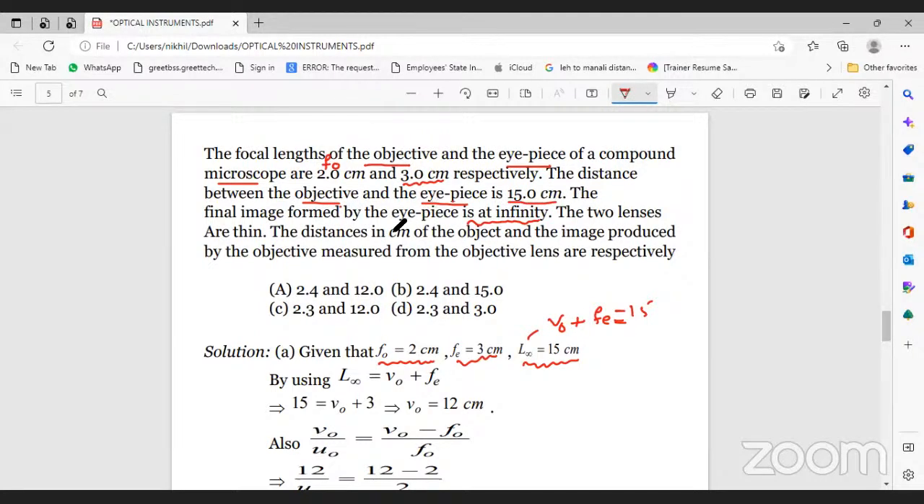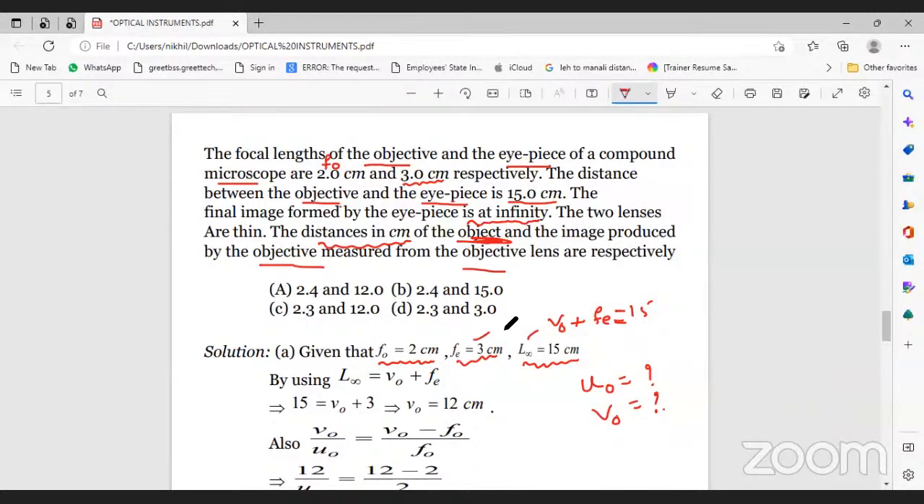Now, they are expecting you to find the distances in centimeters of what? The object and the image produced by the objective lens, measured from the objective lens respectively. They're expecting you to find the distance of the object and the distance of the image which are formed by the objective lens. This they are expecting you to simplify. Now, the focal length of the eyepiece is given, right?